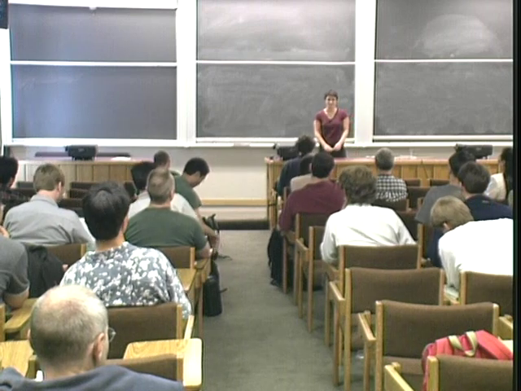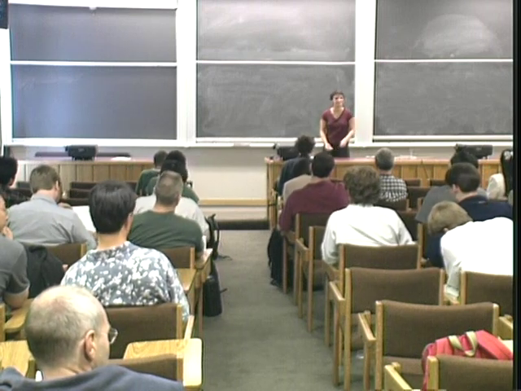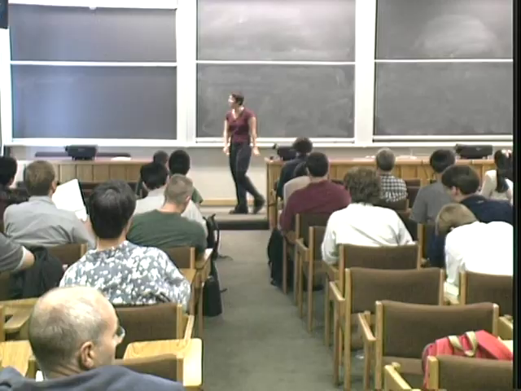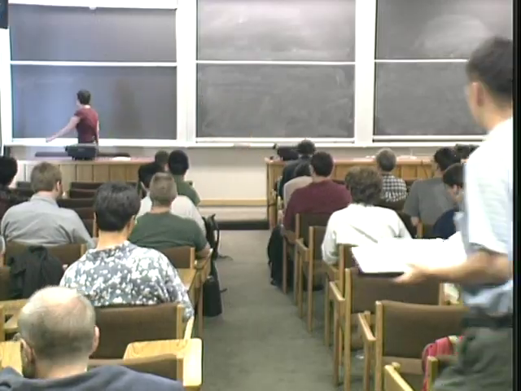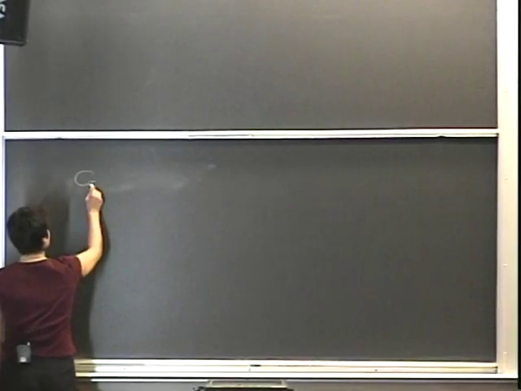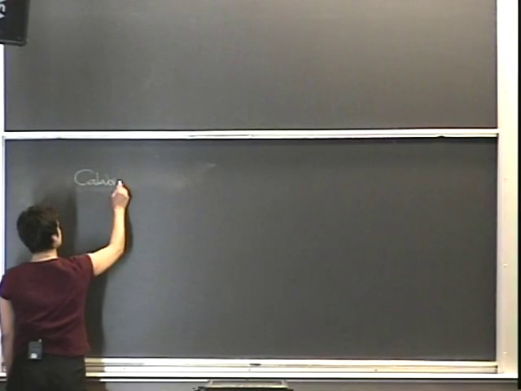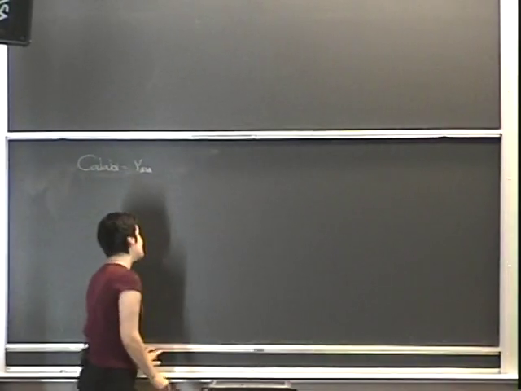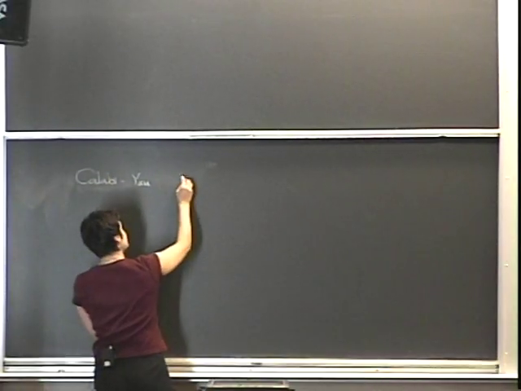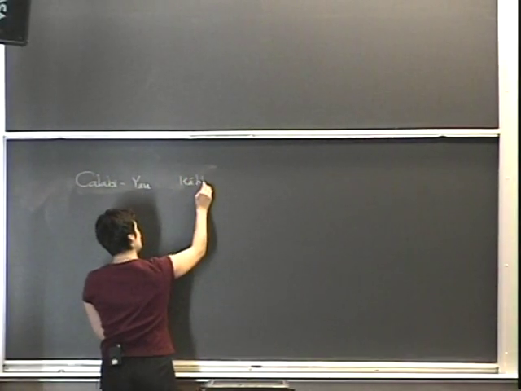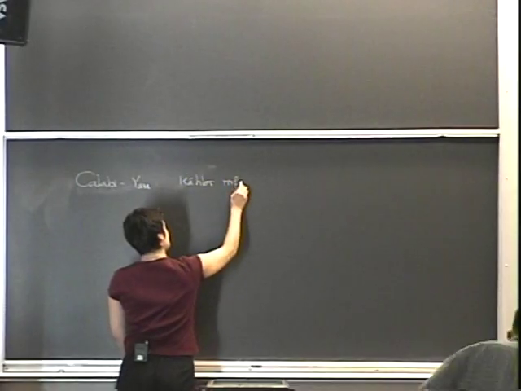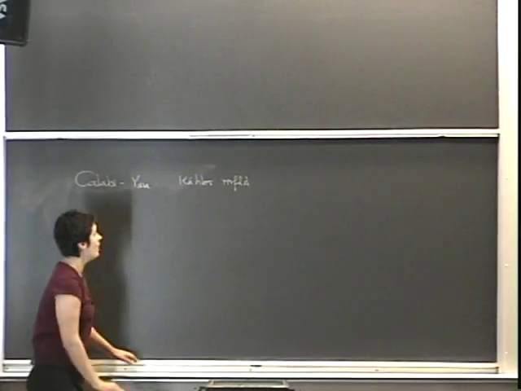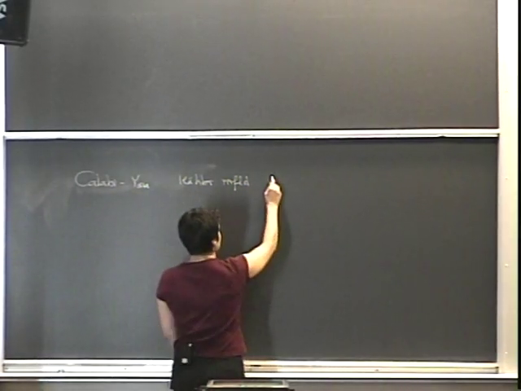Crepant resolutions of Calabi-Yau orbifolds. So a Calabi-Yau for today's talk will be a Kähler manifold with trivial canonical bundle.